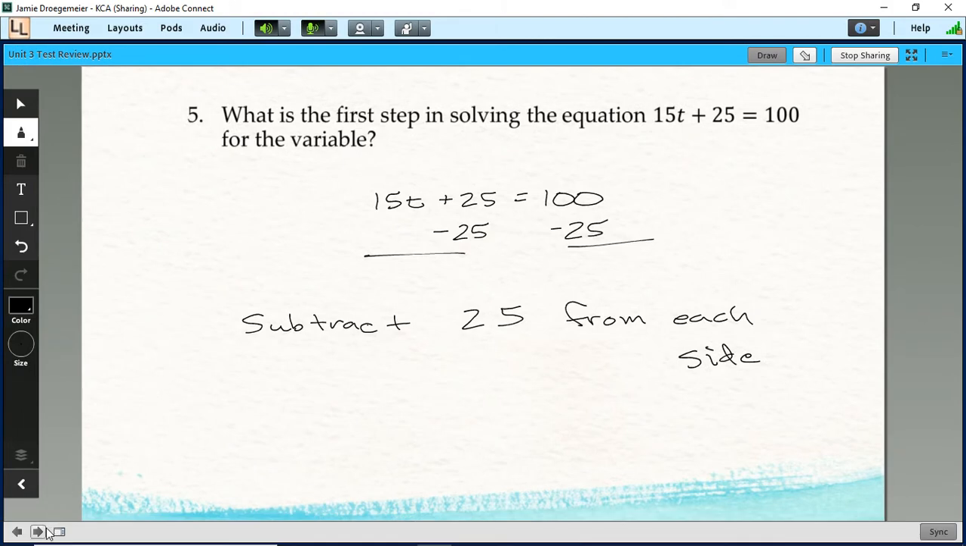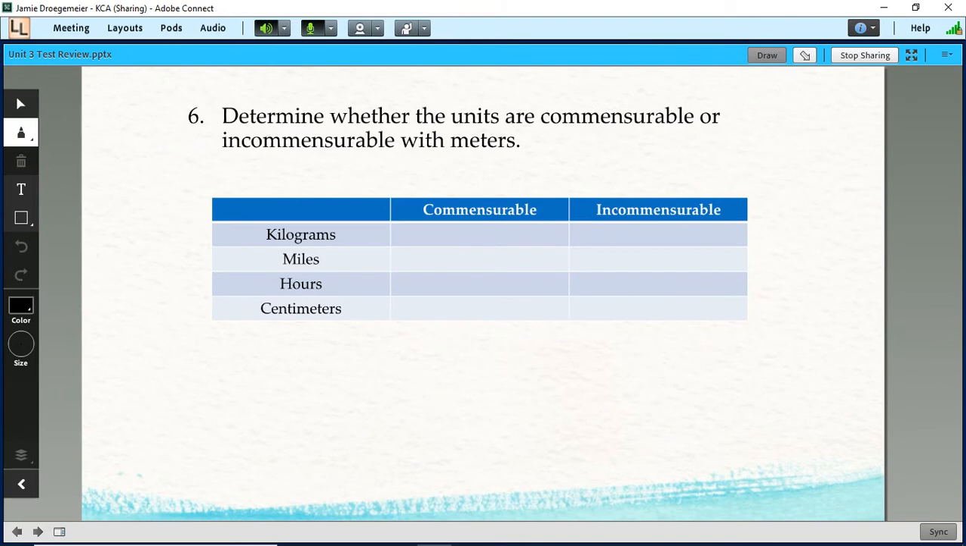All right, next one, number 6. In this one, they want to know whether the units that they've given are commensurable or incommensurable with meters. So when we talked about this vocabulary term, commensurable meant that the units that we're talking about are measuring the same type of thing. So in this case, we're talking about meters. Meters measures distance. And so if units are going to be commensurable with meters, they're also going to be measuring distance. Incommensurable means that they're not measuring the same type of thing.